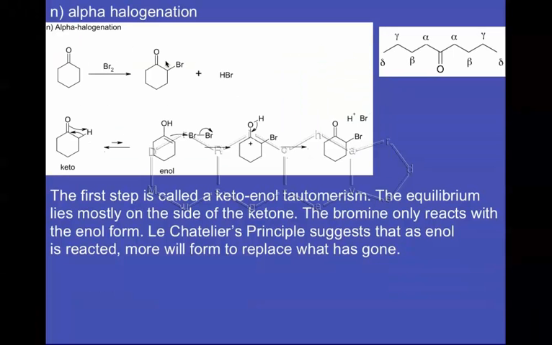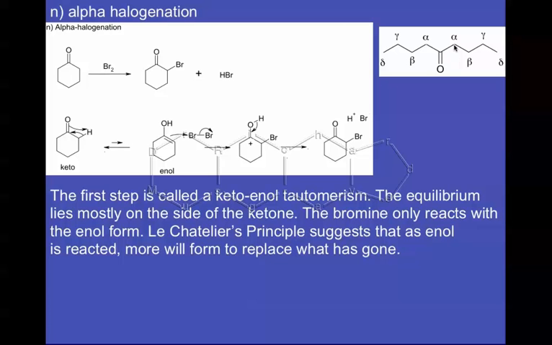Right, let me talk now about alpha halogenation. Alpha halogenation is the process of putting a bromine on the alpha carbon, that is the carbon next to the C double bond O. As I have discussed earlier, the notation that we're using here is a Greek letter notation that denotes where the carbons are in relation to the C double bond O.